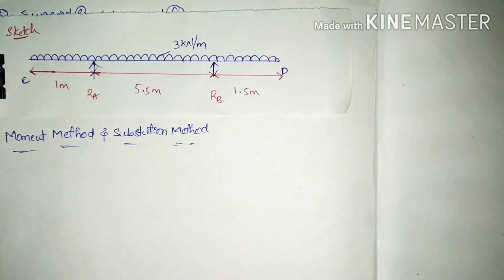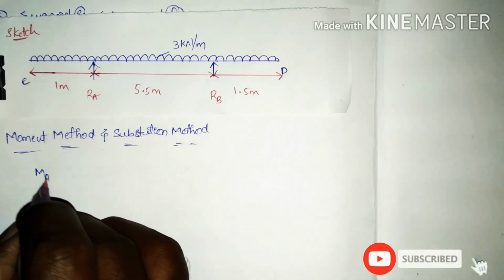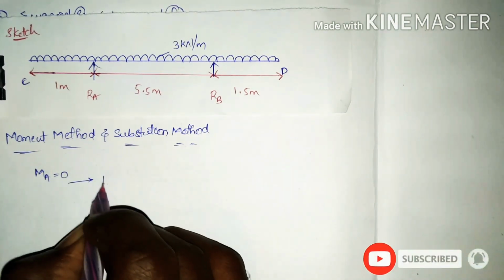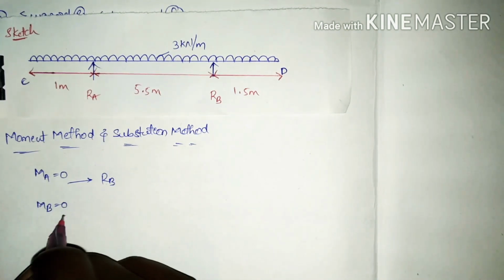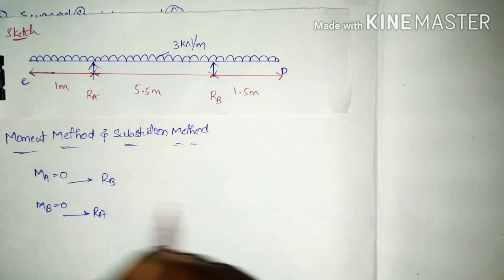In this moment method, we have a twist: if I take the moments about A equal to 0, then I am going to find the value of the reaction RB. If I take the moment about B equal to 0, then I am going to find the value of the reaction RA.